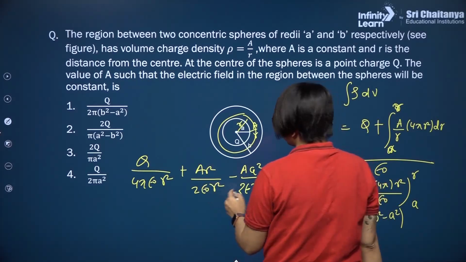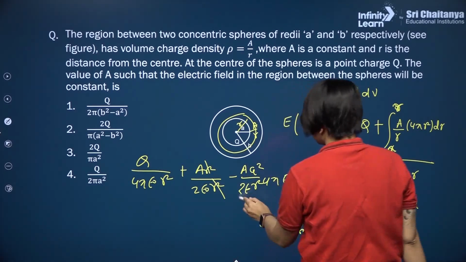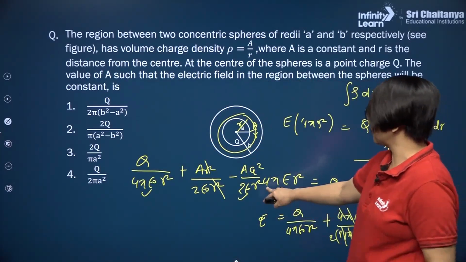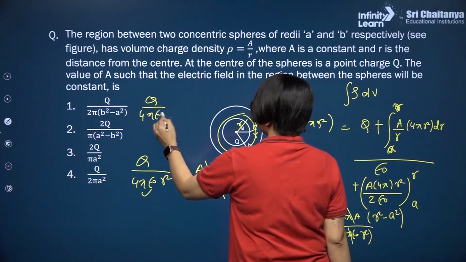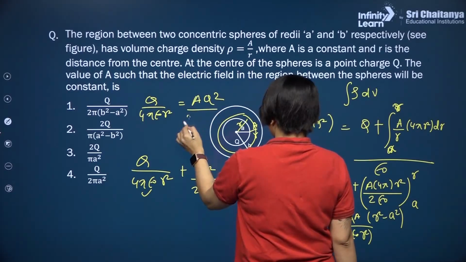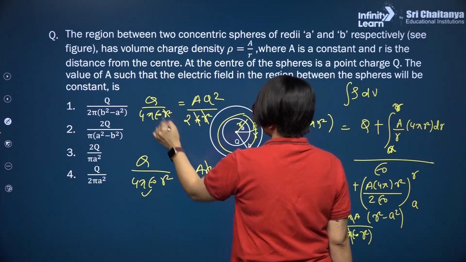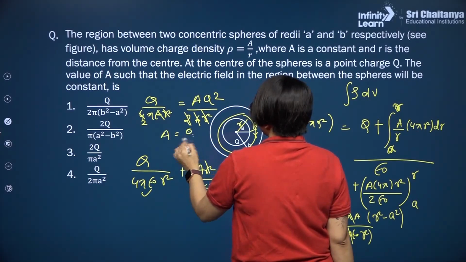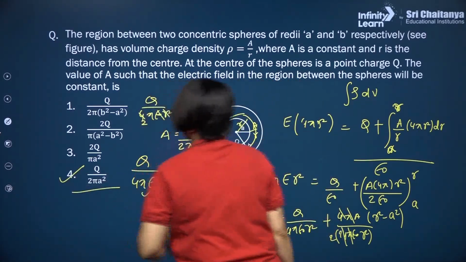So it should be constant. So this R square cancels. This term should be cancelled by this term because it should not be variable, it should not depend on the value of R. So Q upon 4 pi epsilon naught into R square is equal to A square divided by 2 epsilon naught into R square. So R square cancels, epsilon naught cancels, 2 cancels. So we have A as Q upon 2 pi A square, which is option 4.